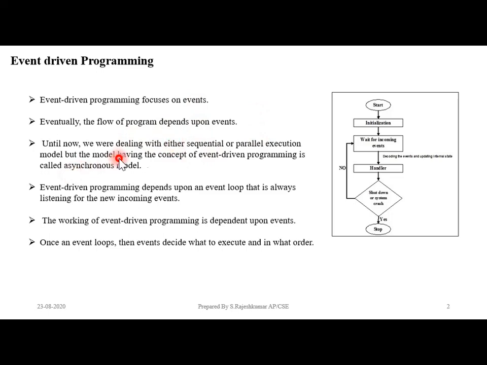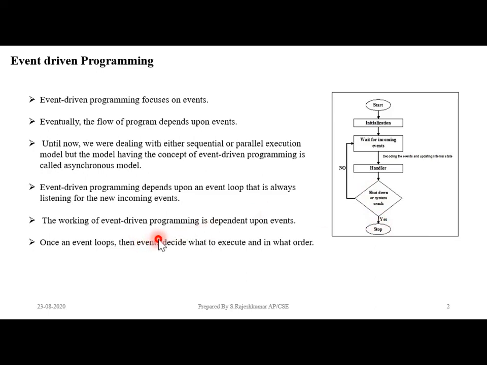Until now we have been dealing with either sequential or parallel execution, right? That we have discussed earlier, according to our previous programming languages, sequential or parallel language models. Here event driven programming is a little different, which is called an asynchronous model. Event driven programming is always listening to all new incoming events. Once the event has completed, it will wait for another event. If no events occur or the system crashes, the program will stop.